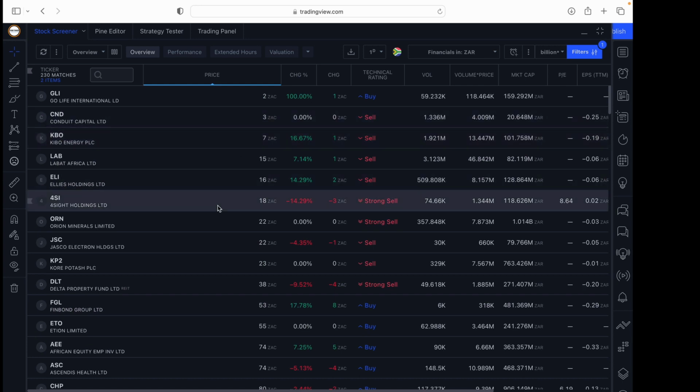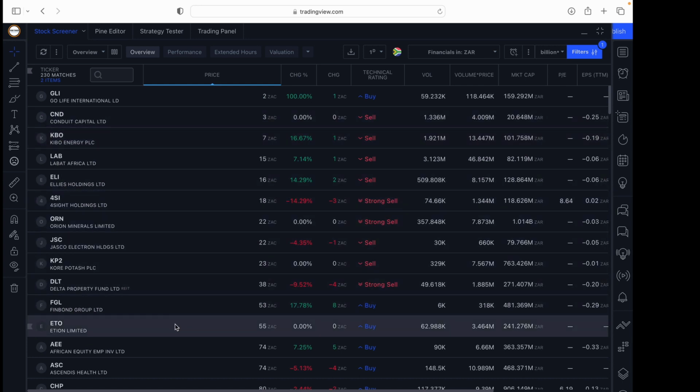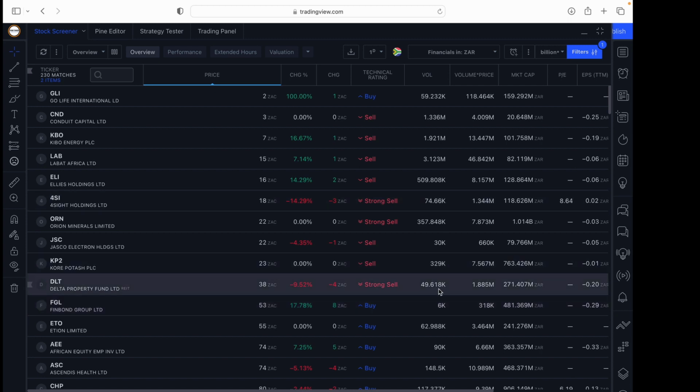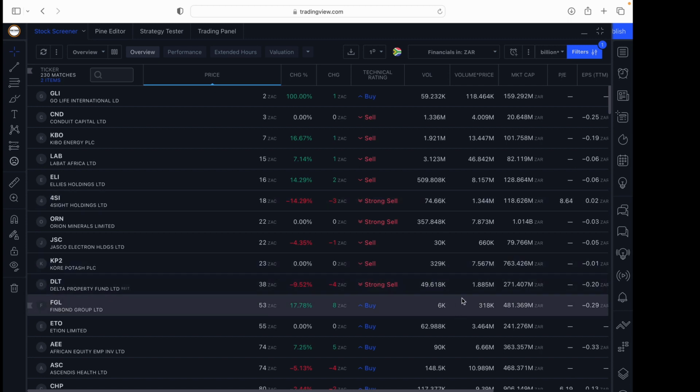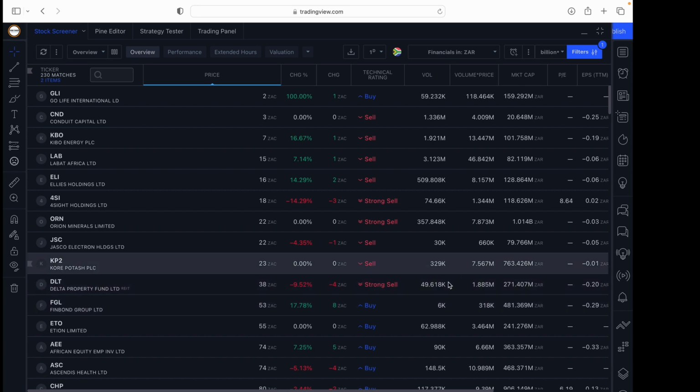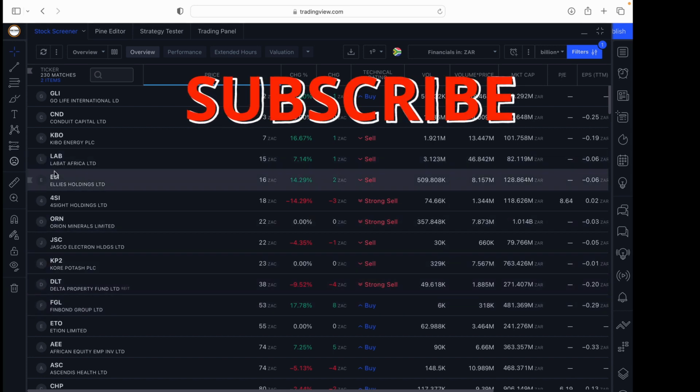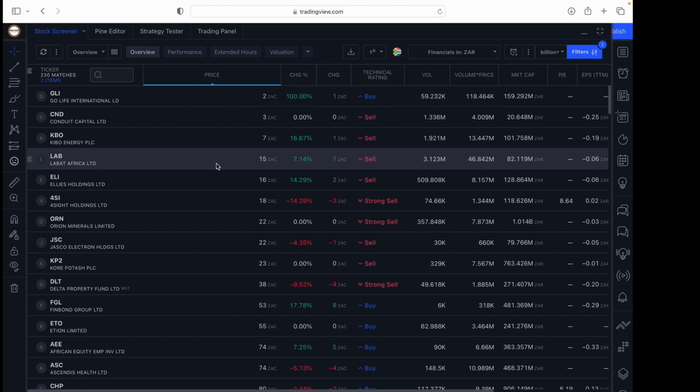But one thing that you need to keep in mind with the companies that are trading below R1: if you look at the volume tab here, you can see that Finbond Group only traded 6,000 shares. So the problem with some of these penny stocks is that they are illiquid. You can buy the share, but if you want to exit that position, it can become near difficult to exit. You look at a company like Labat Africa, which is trading at 15 cents per share.